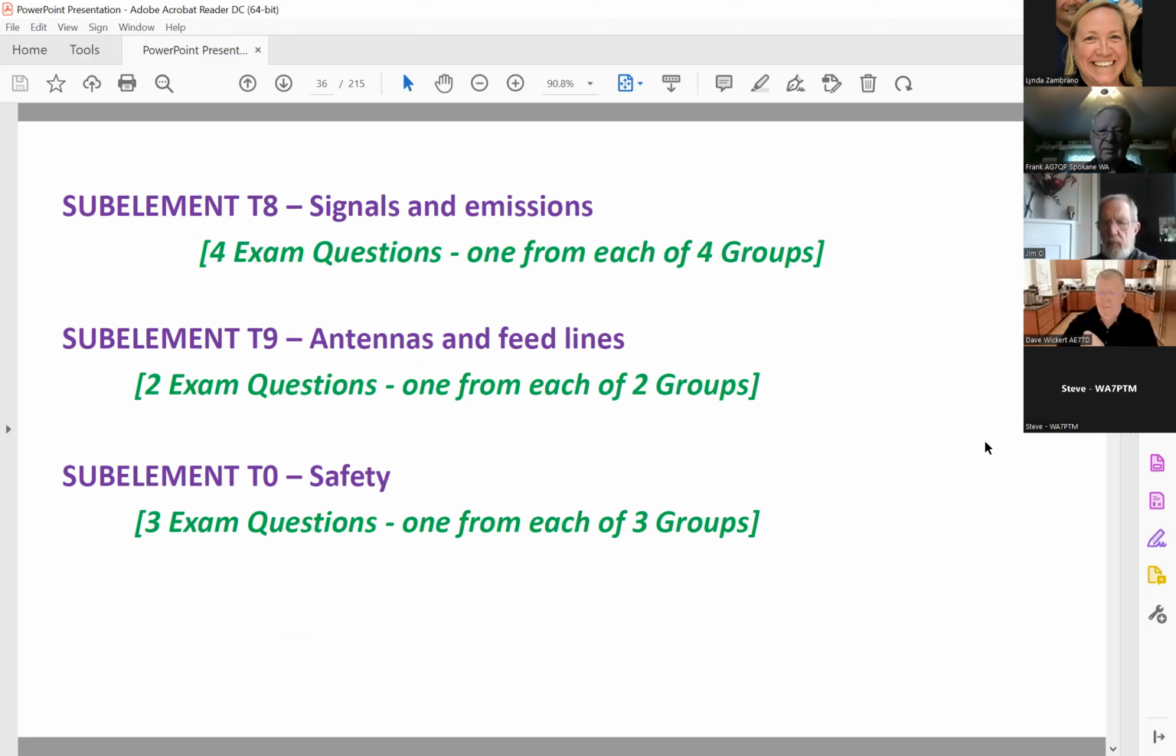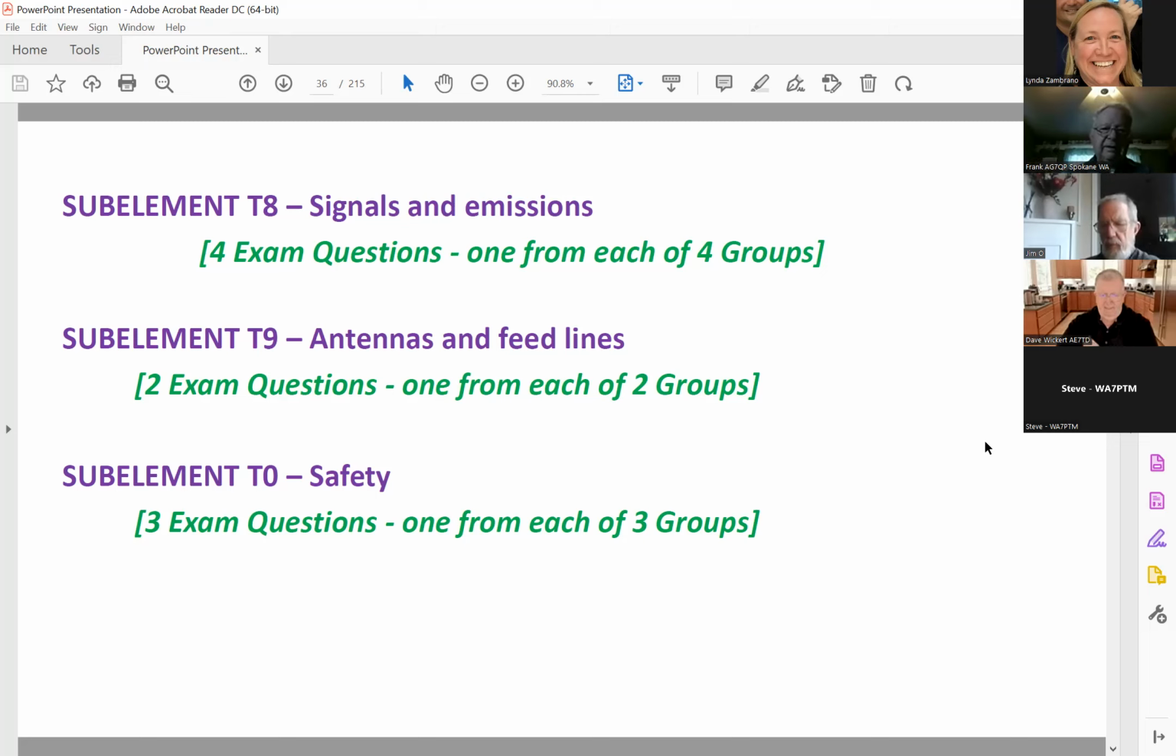T9 is antennas and feed lines. What is a radio without an antenna? Anyone know? Well, the heavier ones could be boat anchors. Yep, a boat anchor. Got it. Because without an antenna, you're not going to get anything else. The antenna is what converts the electrical signal into a radio wave.